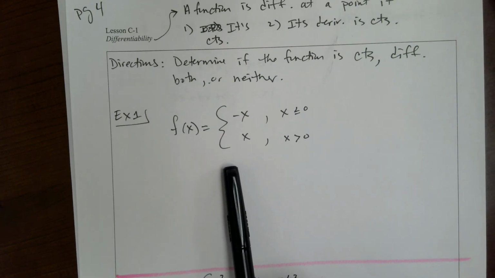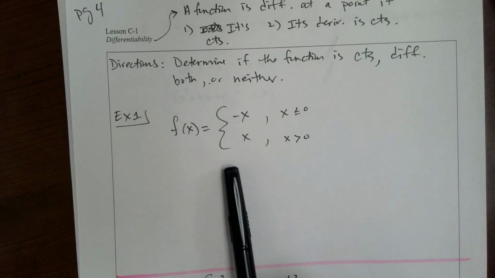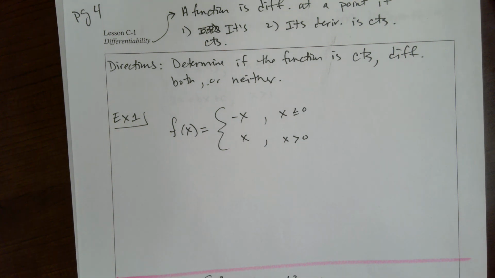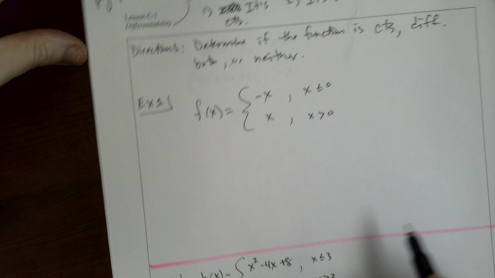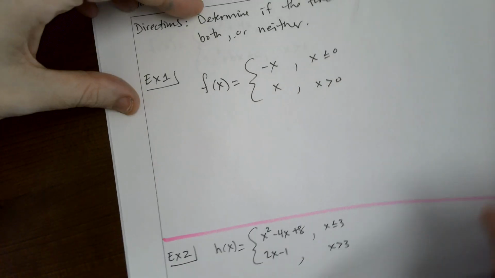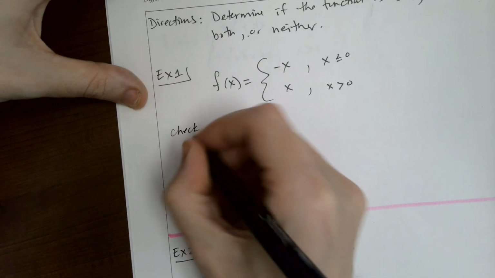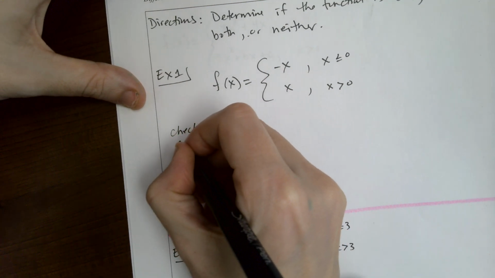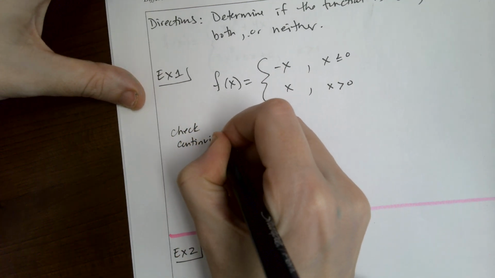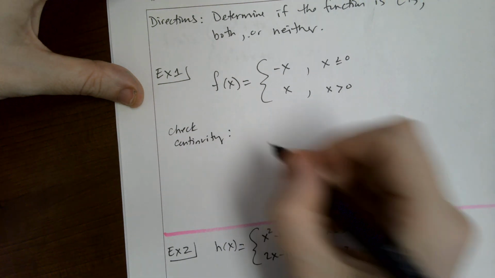Okay, so we've got this first one. This is a piecewise function. And first we'll check to see if it is continuous, because it can't be differentiable if it's not continuous to begin with. Okay, so first, check continuity.